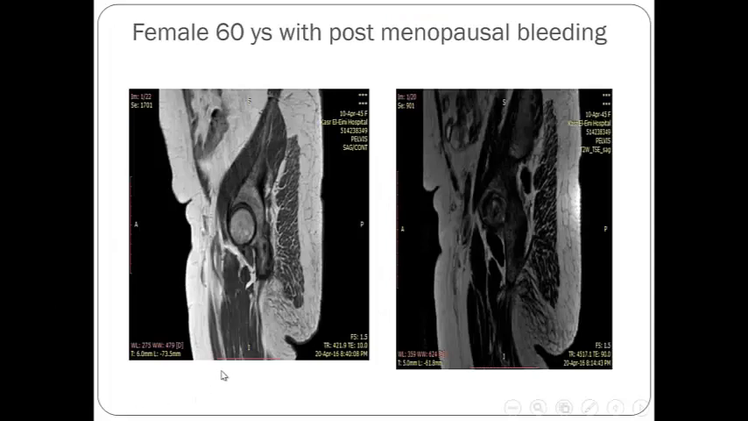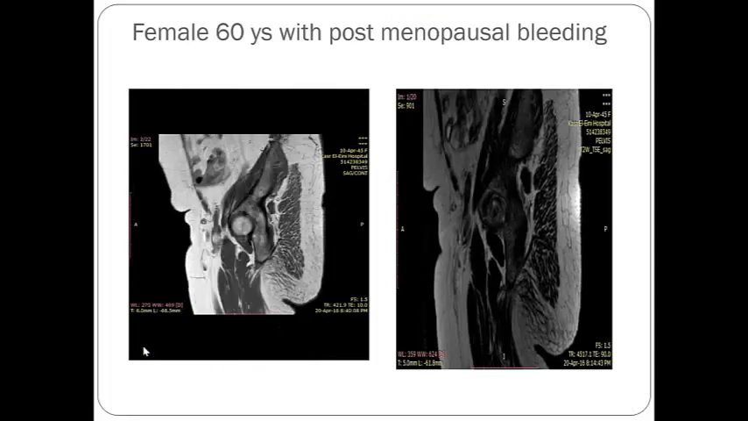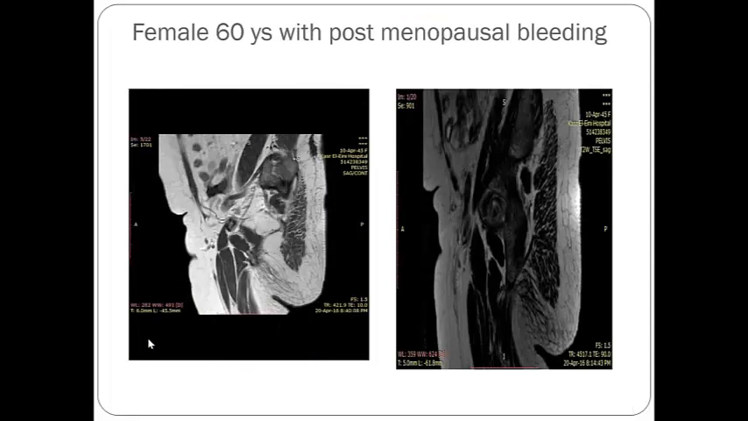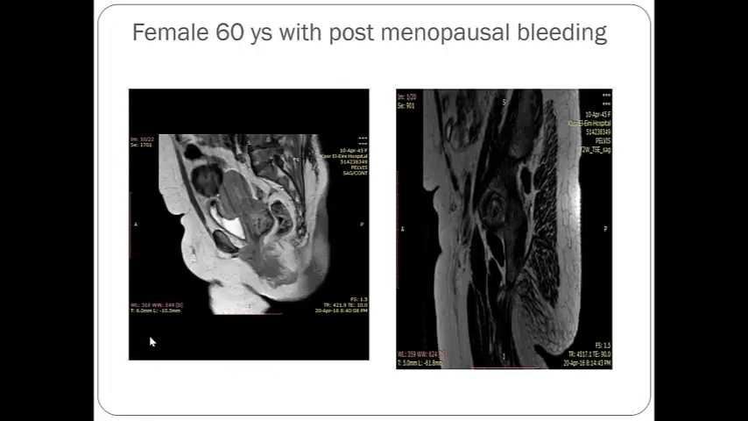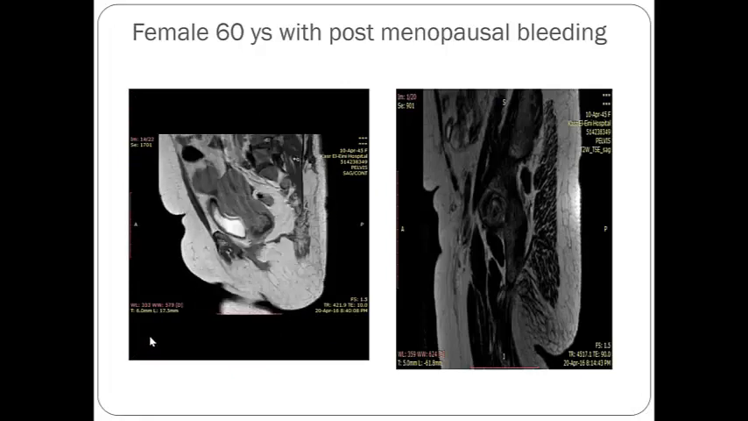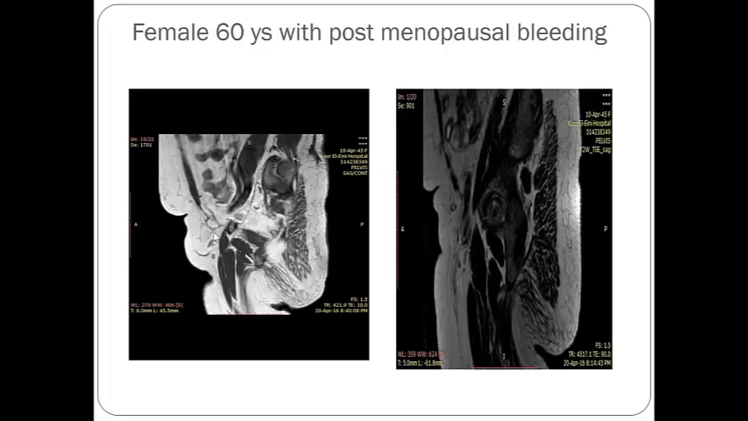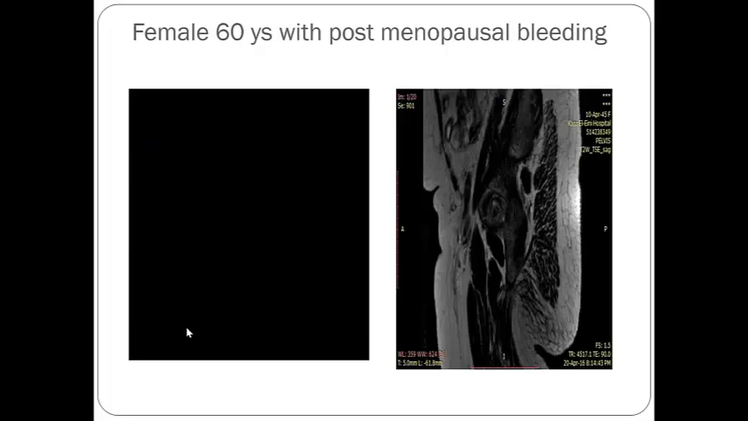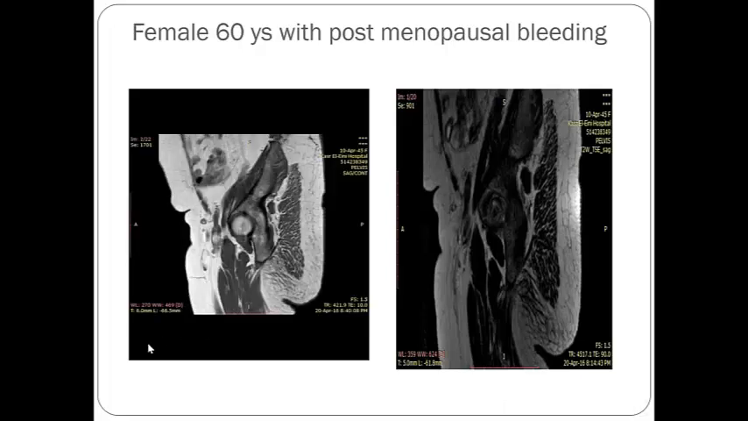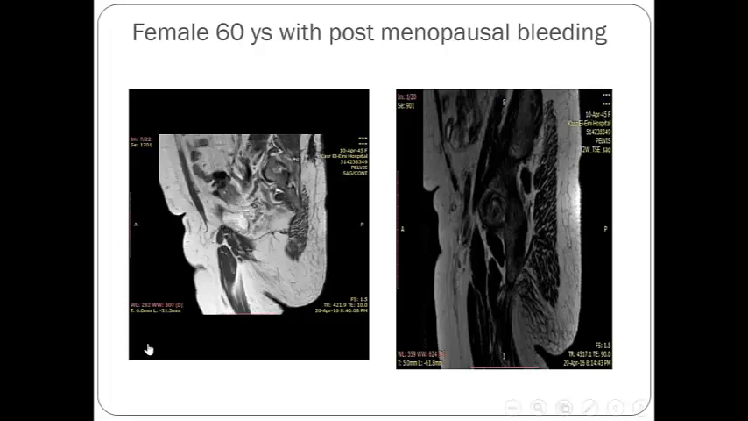This is another case, a female, 60 years old, with postmenopausal bleeding. I think you can find these cases on the group if you search for them, but I try to get them in order to make a case-based review.